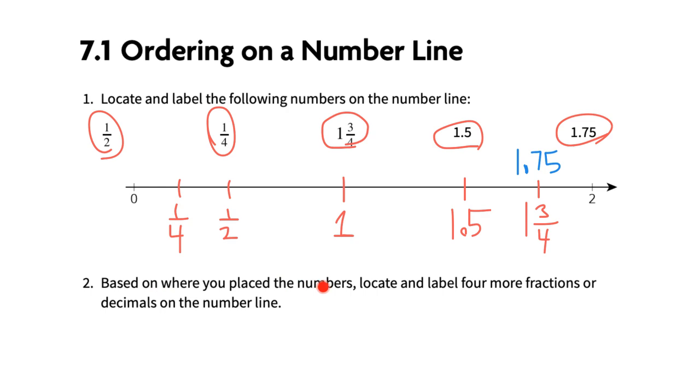Then it says, based on where you place the numbers, locate and label 4 more fractions or decimals on the number line. So parents and teachers, we're going to allow students the opportunity to just be creative and place 4 more fractions or decimals on this number line.